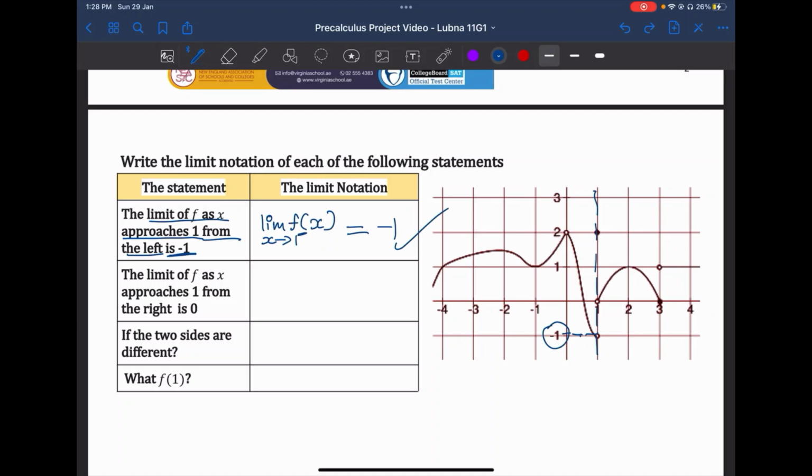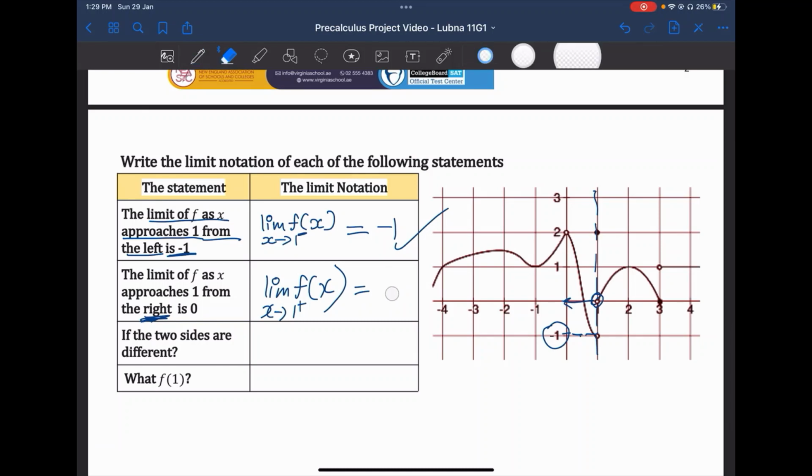The limit of f as x approaches 1 from the right side is 0. We write the same statement as above, but instead of writing a negative sign above 1, we write a positive sign because it's talking about the right. So we go to the same line and we check for the limit as it approaches the right side, which is this one. And over here, the value of y is 0.